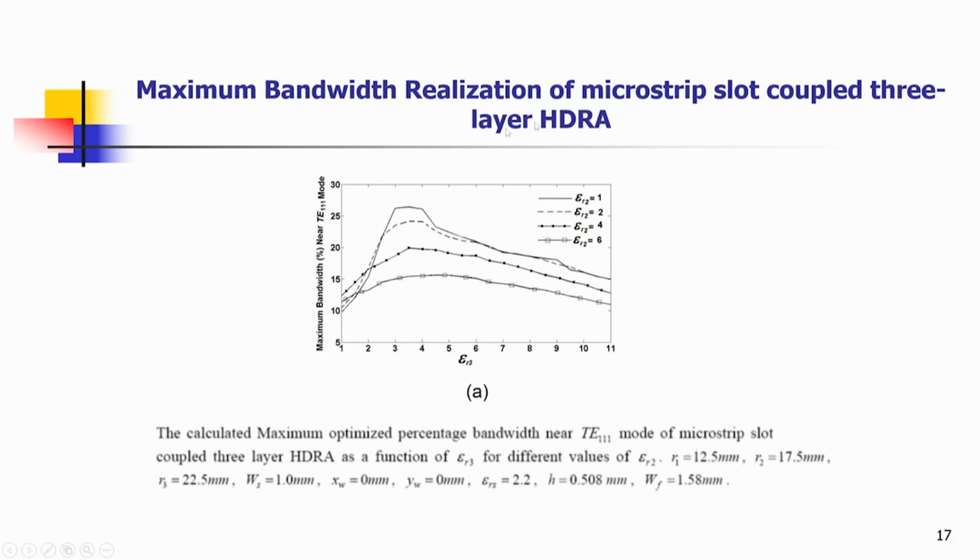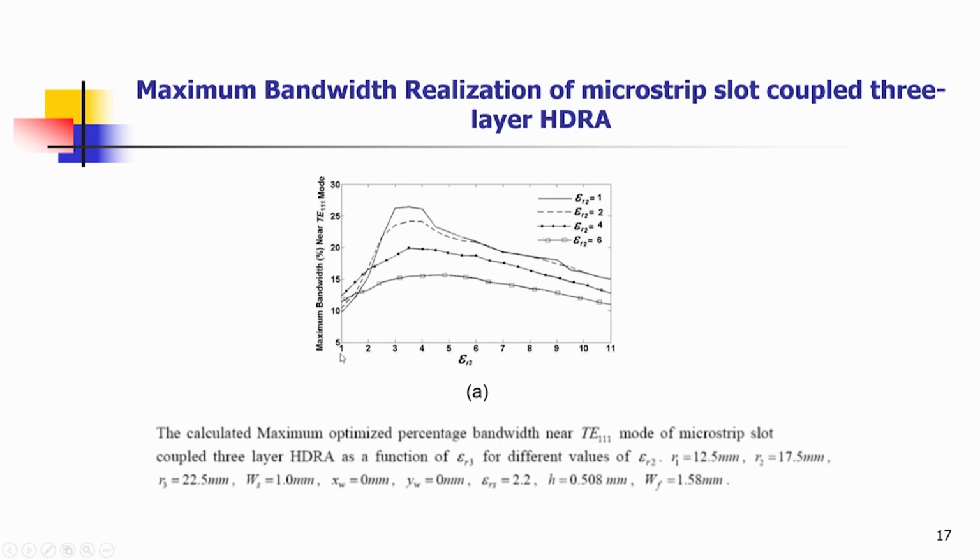Next, we see the maximum bandwidth realization of the microstrip slot coupled 3-layer HDRA. Here we have considered the centered slot, XW 0 millimeter, YW 0 millimeter, and for these configurations R1 12.5 millimeter, R2 17.5 millimeter, R3 22.5 millimeter, WS the width of the slot 1 millimeter, and the microstrip line substrate epsilon r is 2.2, the height of the microstrip substrate h 0.508 millimeter, and the width of the feed 1.58 millimeter. All other characteristics are similar to figure 1, like epsilon r 1 that is 9.